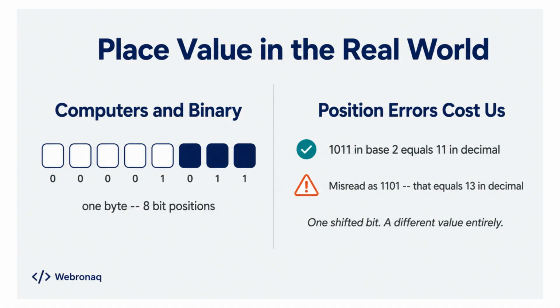Second, position errors are real and costly. Look at our binary number from the last slide. 1011 in base 2 equals 11 in decimal. But if one bit shifts and the number becomes 1101, that equals 13 in decimal, a completely different value, just from one position change. In software, networking and data storage, misreading a single bit position produces silent errors that can be very difficult to trace. Place value is not abstract. It is the difference between a correct result and a wrong one. And it all comes down to that one rule.